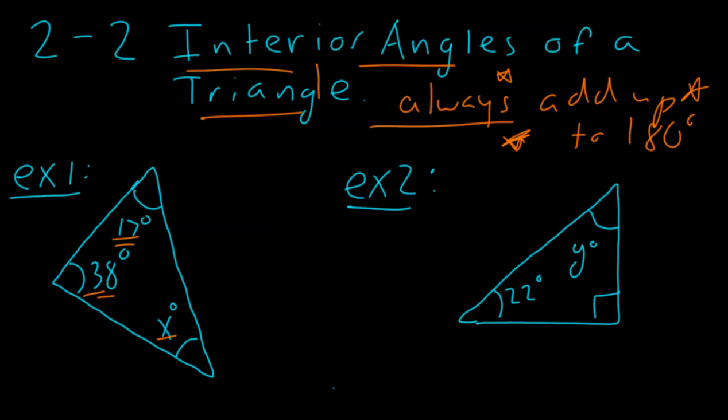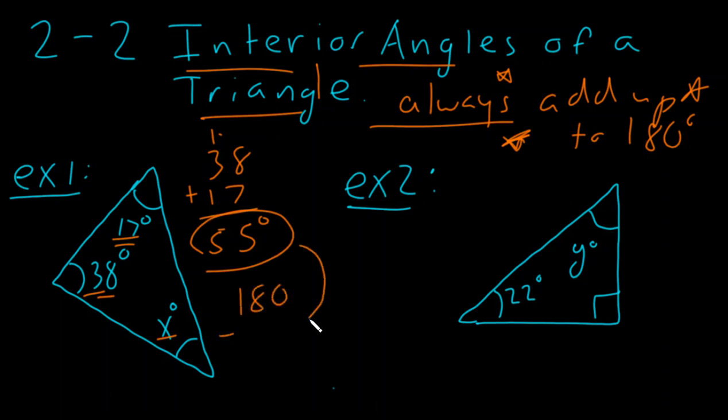I can add them up. I can say, okay, well, what is 38 plus 17? Well, let's see, 8 plus 7 would be 15. And 1 plus 3 is 4, plus 1 is 5. And they add up to be 55 degrees. Okay, so from there, if these two angles both add up to 55, all I then have to do is 180 minus that value, 55. And of course, we're going to find out that this is 125 degrees.